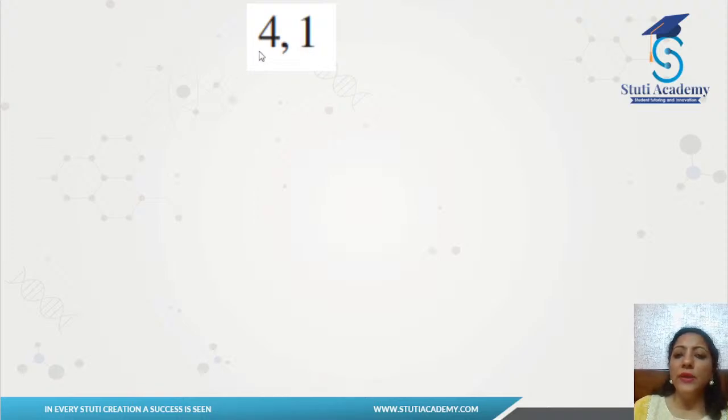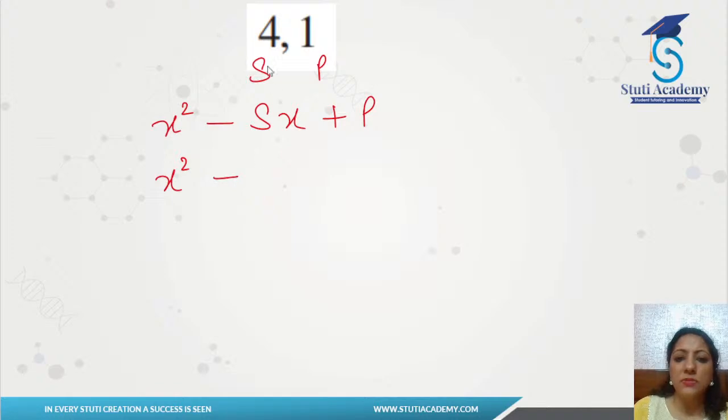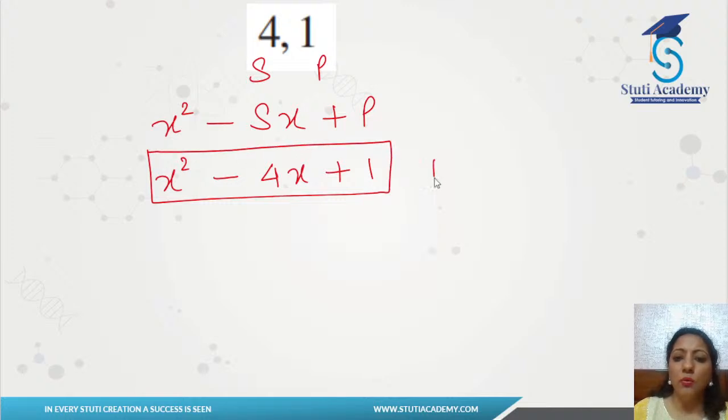Now the next one, we have 4 and 1. This is the sum, this is the product. So the formula is x square minus sum of the zeros into x plus product of the zeros. That is x square minus sum. Sum is 4, so 4x plus 1. So this is the required polynomial where we have sum as 4 and product as 1.